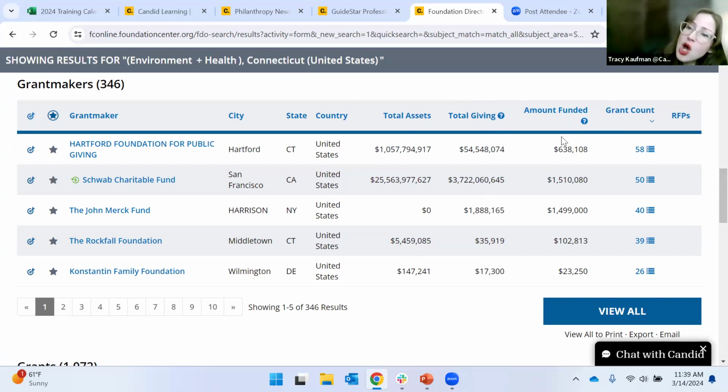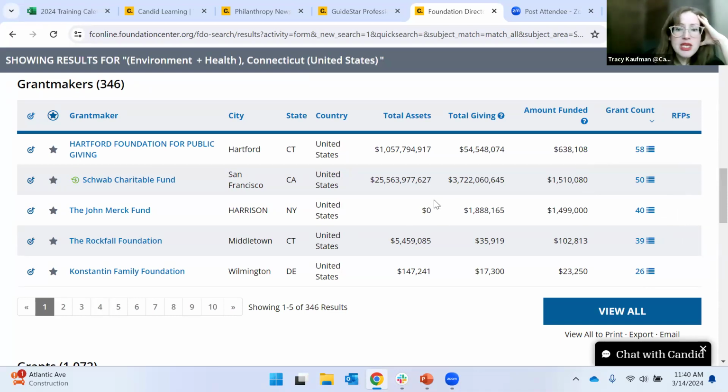Amount funded refers to how much they've been giving out over time in the subject area that you put into your search. So amount funded is more particular to you. Grant count is also specific to you. This is how many different grants they have given out in the subject area that you put into your search. RFPs, if they have a request for proposal out, they'll put that here, but those can be hard to come by. So I wouldn't hold my breath on those.